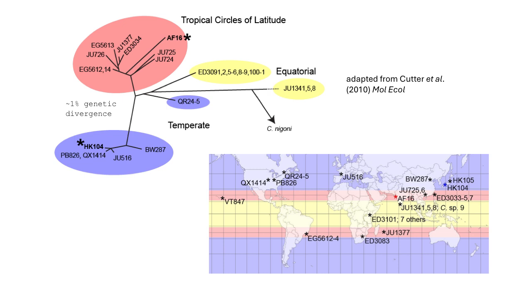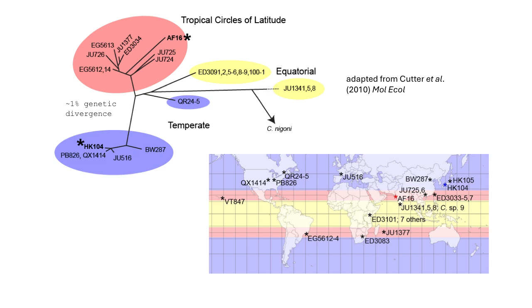But look at the difference, for example, from HK104 to a different temperate population, PB826 from Ohio, United States. They are very closely related to each other in the phylogenetic tree in the bottom, but they're half a world apart geographically. So this phylogeographic structure in C. briggsae raises a lot of interesting questions that geneticists and evolutionary biologists study.